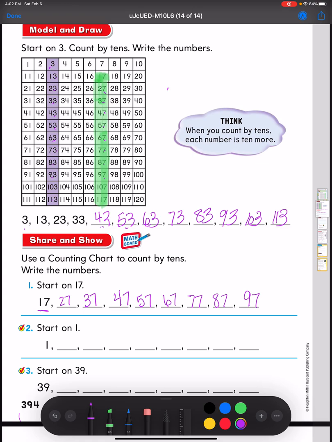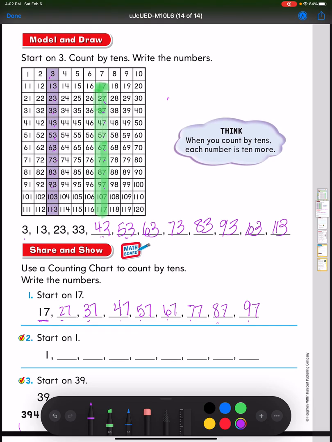So look at your patterns. 7s are staying in the ones place. All ones places have 7s. And then your tens place shows it increasing each time by 10. 1 ten, 2 tens, 3 tens, 4 tens, 5 tens, 6 tens, 7 tens, 8 tens, 9 tens, and so on.